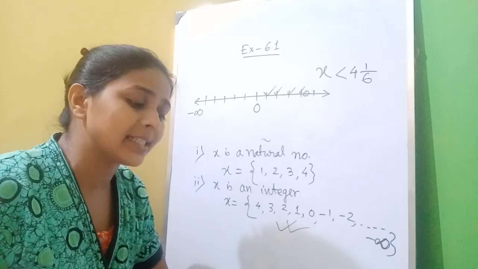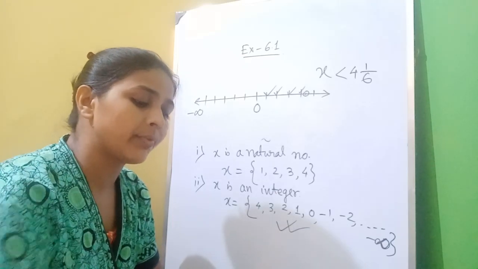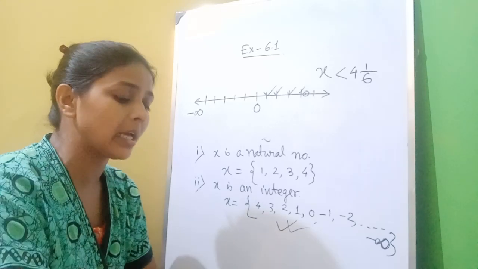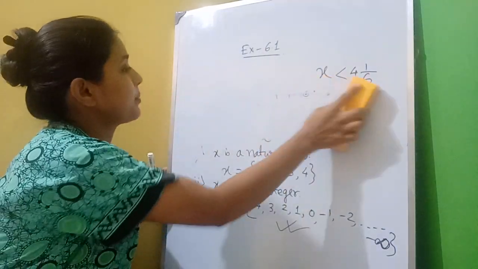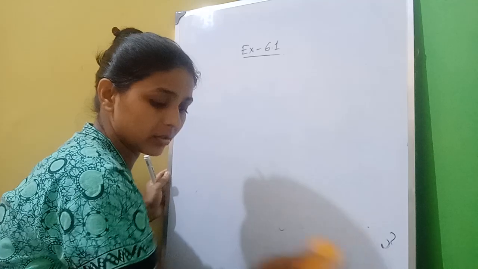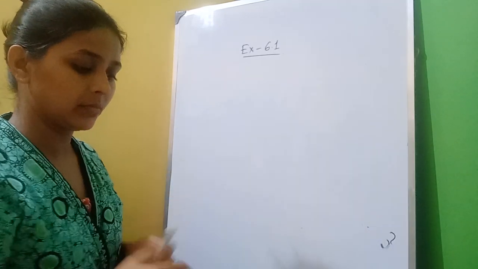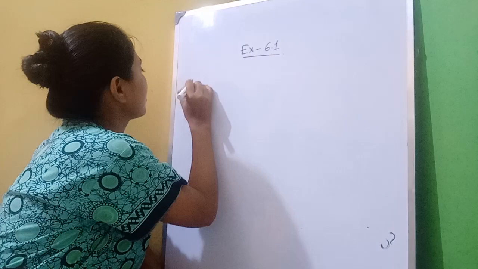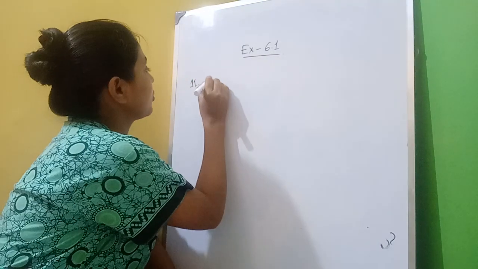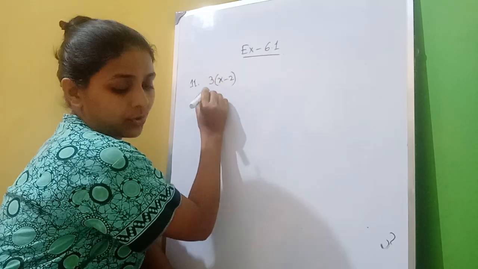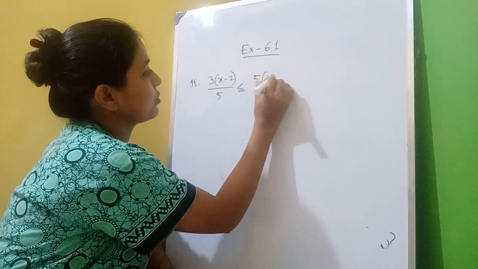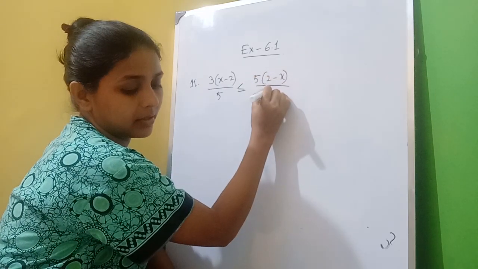Coming to the next type of question, where we are getting a little bit bigger parts. So this is about exercise 6.1, question number 11 I'm doing. The question is 3 into (x minus 2) divided by 5 less than or equal to 5 into (2 minus x) divided by 3.